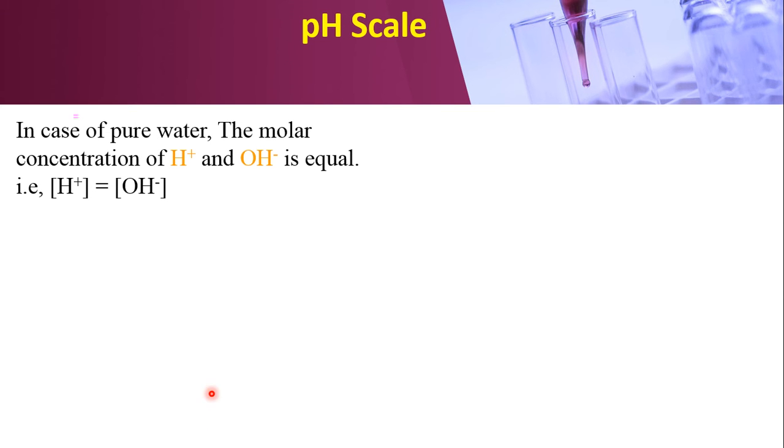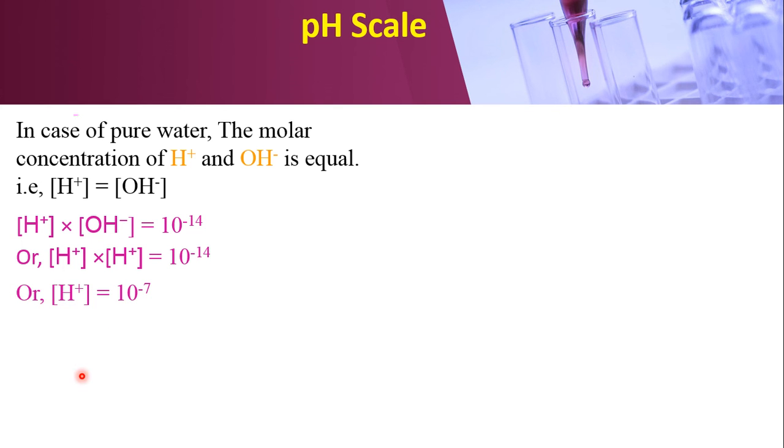Now, we know in the case of pure water, the molar concentration of hydrogen ion and hydroxyl ion is equal. That means concentration of hydrogen ion equals concentration of hydroxyl ion. And if we put hydrogen ion instead of hydroxyl ion, then the equation comes like this. And from there we can write concentration of hydrogen ion equals 10 to the power minus 7. Now, pH equals minus log concentration of hydrogen ion. So if we put the value here, then we get for pure water the pH value of 7.